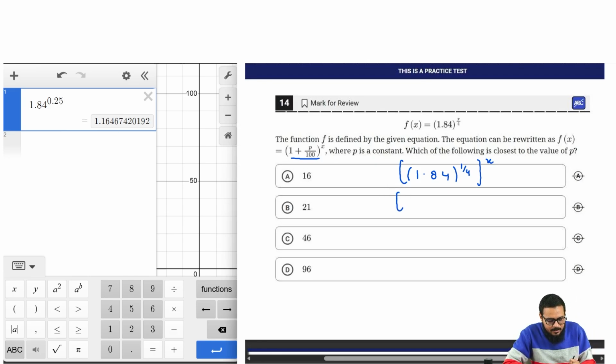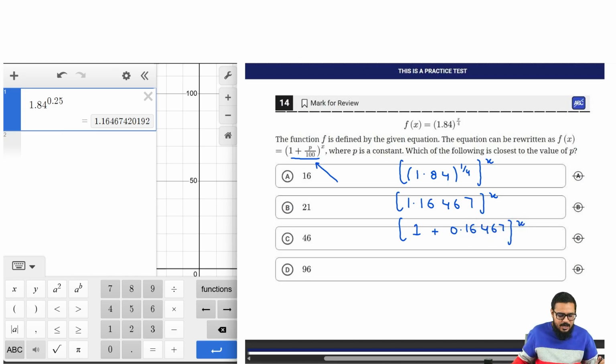So this number is 1.16467 whole power x. But since I have to write this in the form of 1 plus something, I can write this as 1 plus 0.16467 whole power x. Then since I have to get 100 in my denominator, I multiply 1 at the bottom by 100, which is why I also multiply 100 at the top. So this would become 1 plus 16.467 over 100 whole power x, and this gives the closest value for the unknown constant p as 16. So that should be my answer.